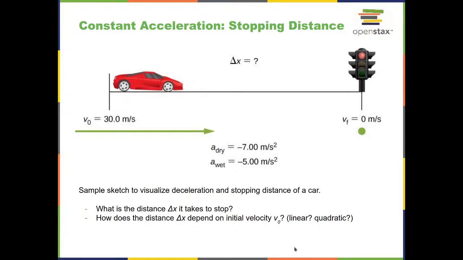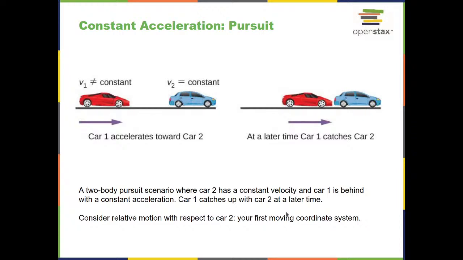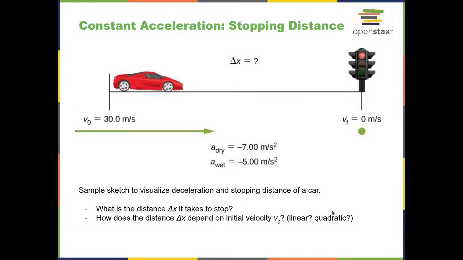So I'll go back here. How does the distance depend on the initial velocity? If my initial velocity is 2 times larger, what will happen to delta x? Will it be 2 times larger, which would be a linear dependence? Will it be 4 times larger, which would be a quadratic dependence? If my initial velocity is twice as large, will delta x be half as large, which would be inverse linear? Those are relationships that are important to know.